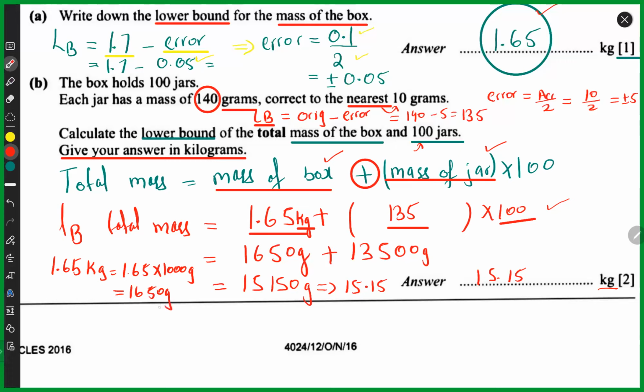Those who are not clear with the conversion, this is for you. It's 1650 grams plus this came directly. And after adding, I got this figure. Now this was in grams, and I was told that the answer has to be in kgs. So to convert from grams to kgs, I divided that quantity by 1000, and it gave me 15.15 kgs. Yes, now tell me if you have any concerns, any queries, anything, just ask me.